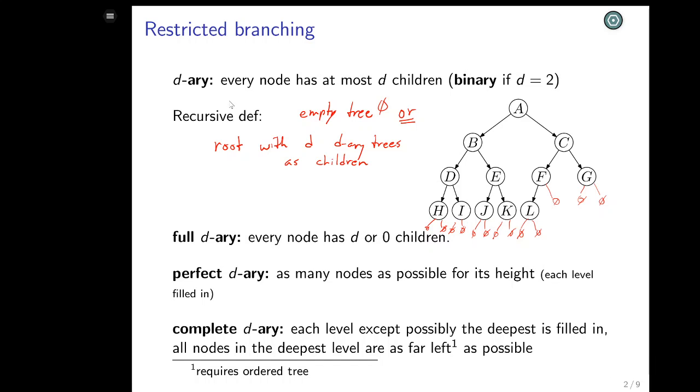I didn't have to define it this way. I could have defined it as being a node is a d-ary tree, or a node with at most d children is a d-ary tree. Could have done that. But I decided to use the empty tree as the base, and I will regret this in the future, but we aren't there yet. So I haven't started regretting it.